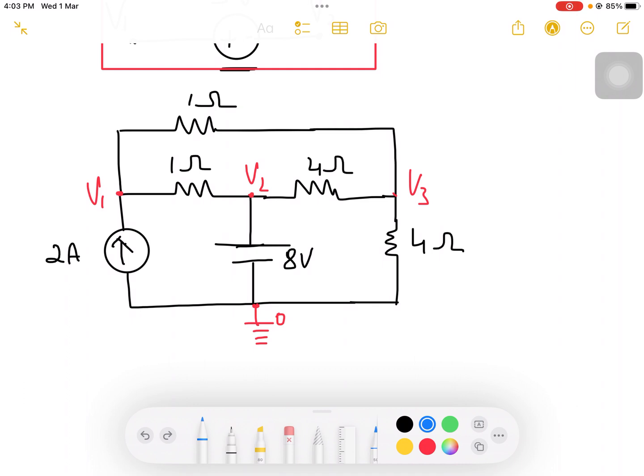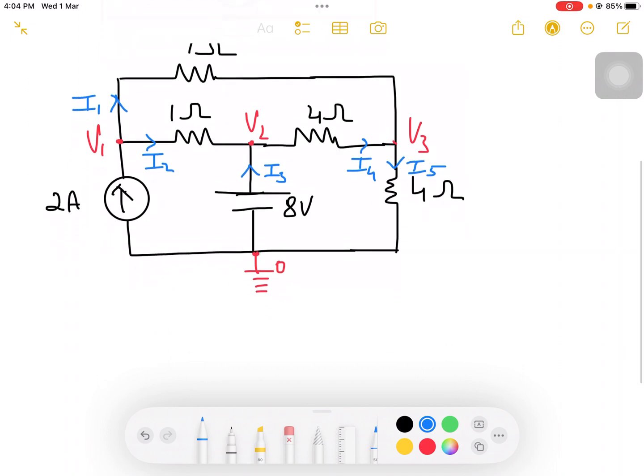So let us assume the direction of the branch currents here. This is I1 and this is I2. Whenever I am doing a node analysis, the current entering the junction or leaving the junction is very, very important, right? And this is I3 and this is I4, which is given in this problem, and I5 is here. These are the branch currents which are given in the circuit. So let us solve this problem.